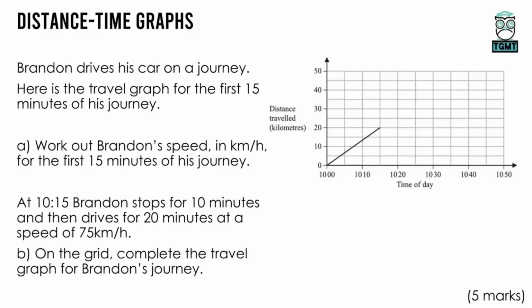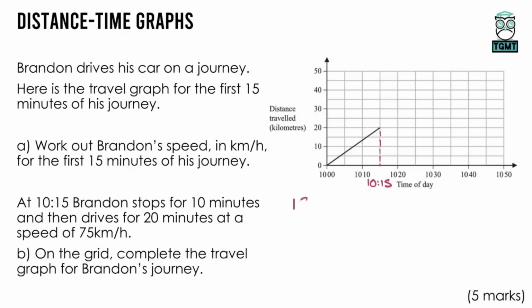So looking at a distance time graph. It says here Brandon drives his car on a journey. Here is the travel graph for the first 15 minutes. Work out Brandon's speed in kilometres per hour for the first 15 minutes. Now it might be that you want to use your speed distance time formula. However, you might not necessarily need to. It's already told us that this is 15 minutes and we can see that it's between 10:10 and 10:20. So that particular journey is 15 minutes.